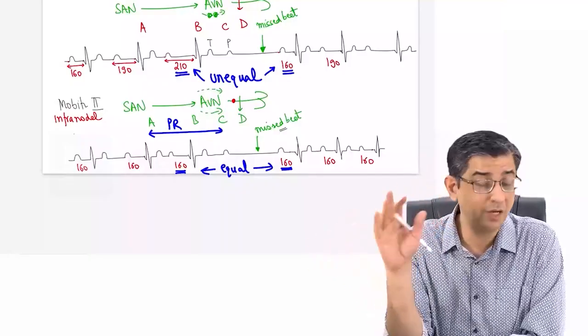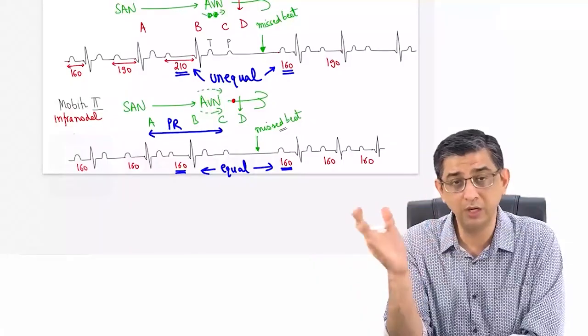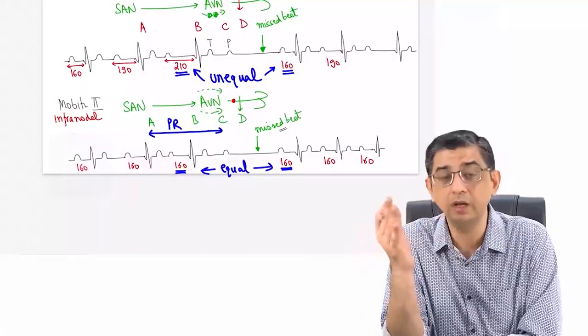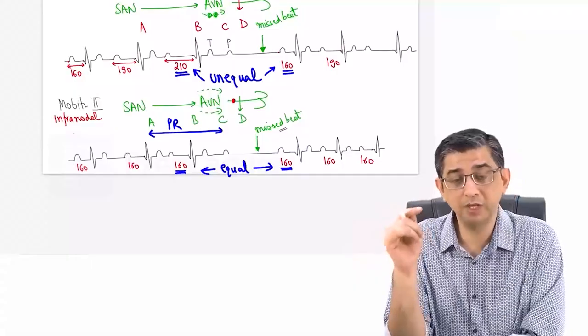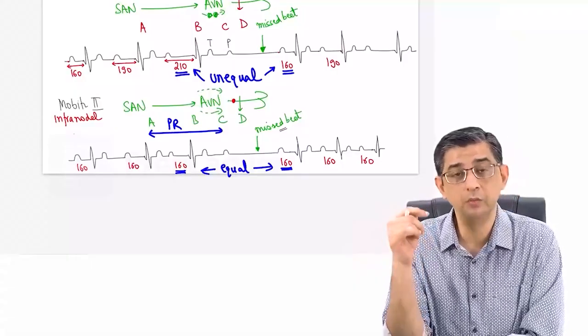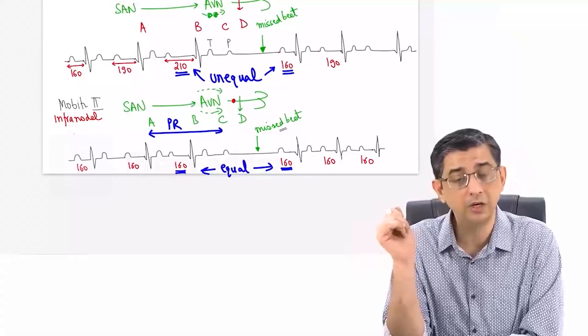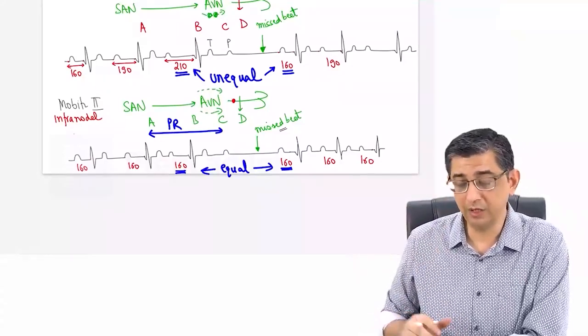So all you need to do is calculate the PR interval 2 times, before and after, or after and before, that does not matter. Point is, in Mobitz 1 it's going to be unequal PR interval, in Mobitz 2 it's always going to be equal PR interval. That is how you can easily identify.